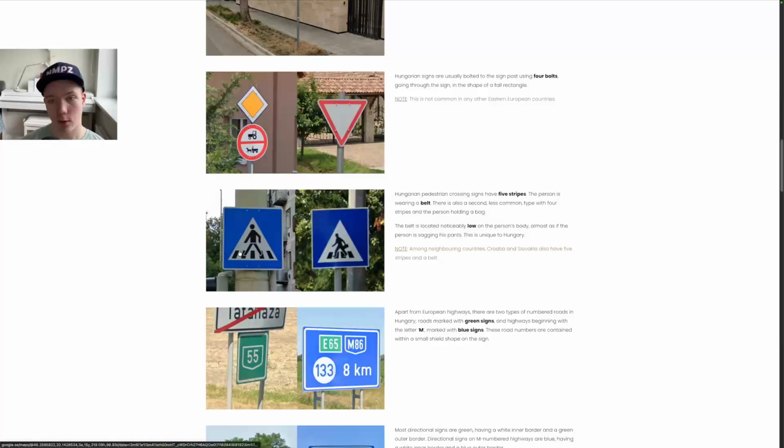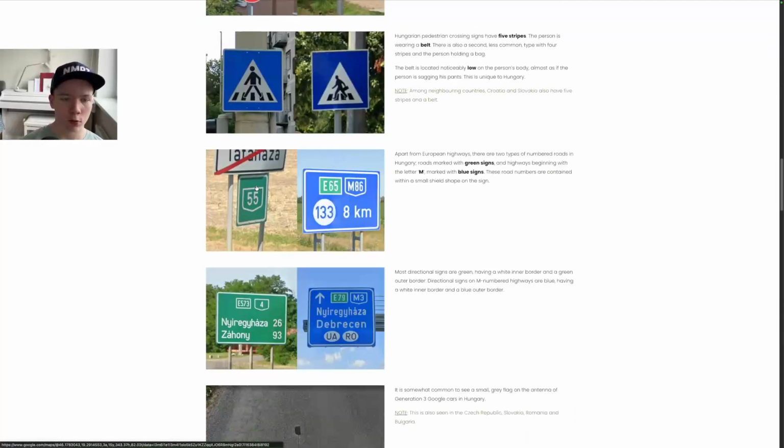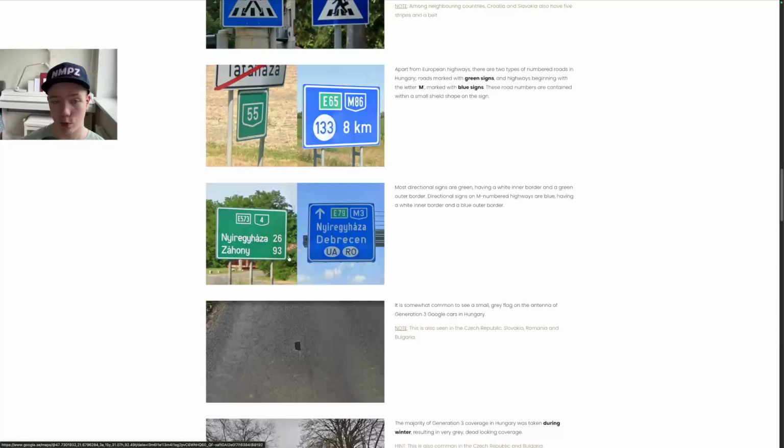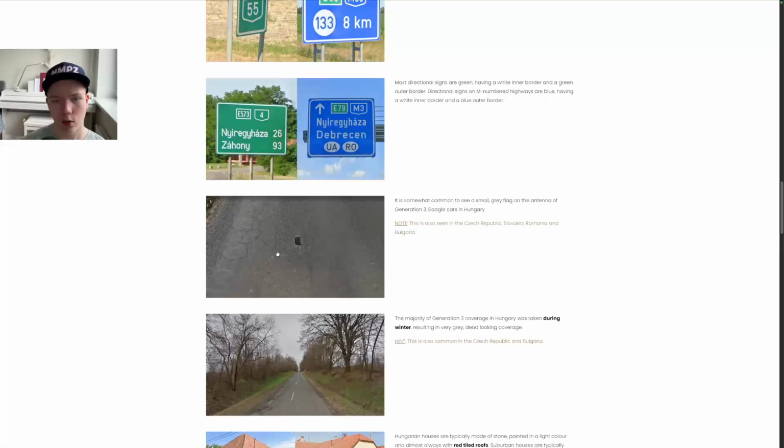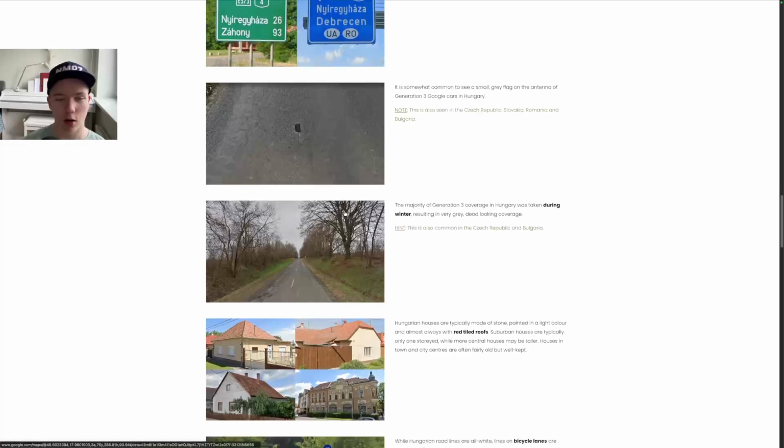And you can see 5 or, I guess, 4 stripes as well sometimes. But usually you do see 5 stripes here. This is the kind of highway shield design here, which is actually kind of recognizable. All of these green or blue signs. Sometimes you do see the grey flag thing again, but you do see that in a lot of other Balkan countries, or in that area at least.